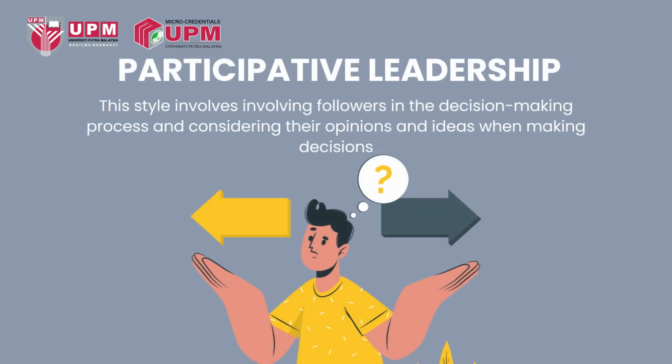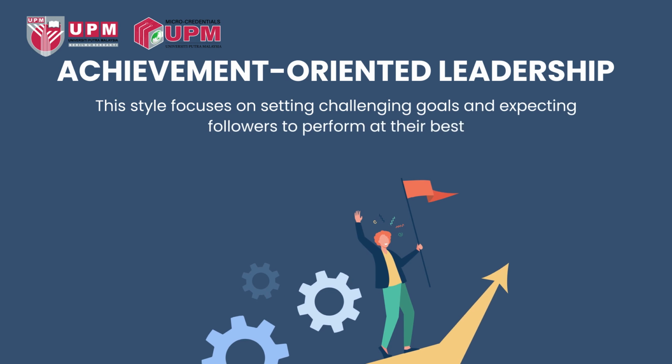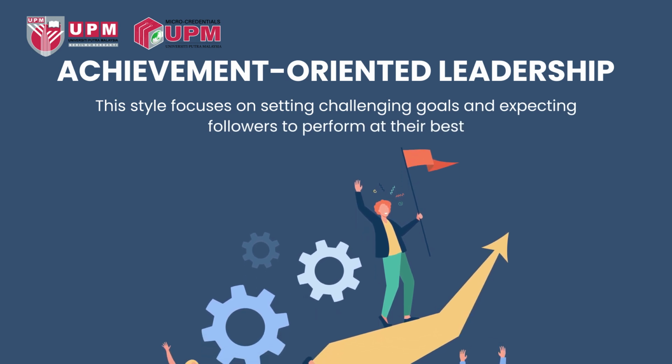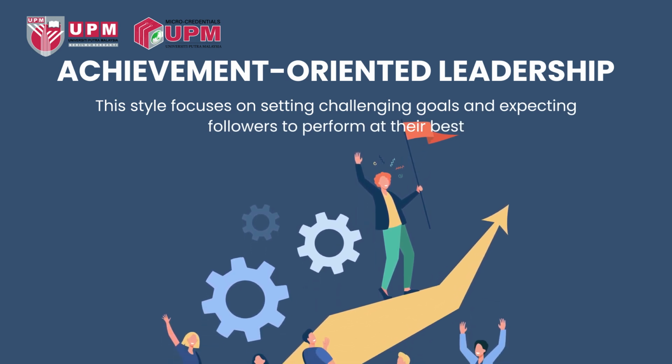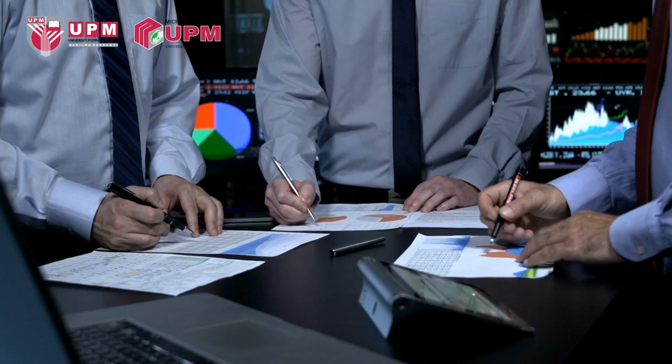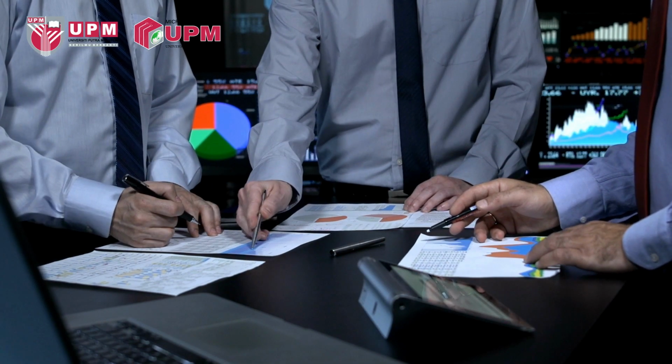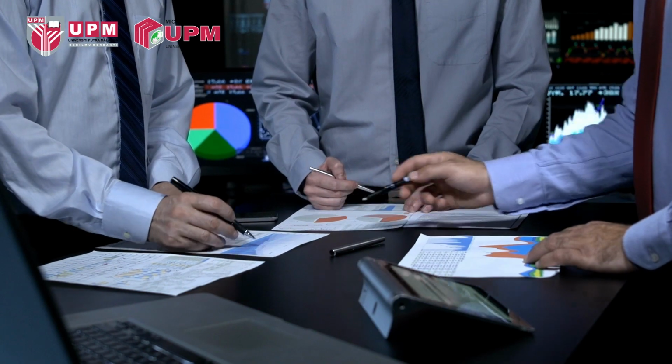Directive leadership. This style involves providing specific guidance and clear expectations to the followers about what they need to do to achieve the goal. Participative leadership. This style involves involving followers in the decision-making process and considering their opinions and ideas when making decisions. Achievement-oriented leadership. This style focuses on setting challenging goals and expecting followers to perform at their best.